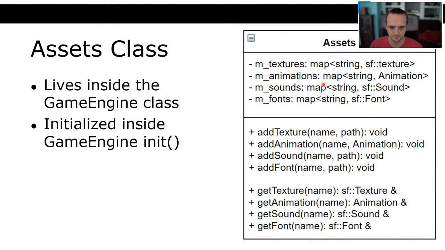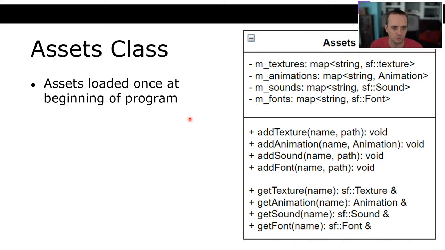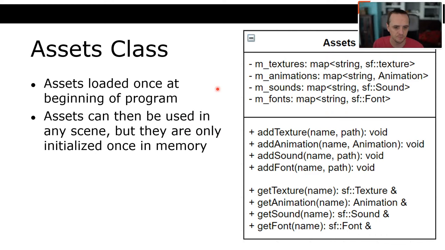So this is accessed via the scene's pointer to the game engine class. Inside our scene, we're going to have this game variable, so that's the pointer to the game object. And then we're going to be able to access the assets object that lives there via get assets. So that's pretty easy. The assets are loaded once at the beginning of the program. And then assets can be used in any scene at any time, but they're only initialized once in memory.